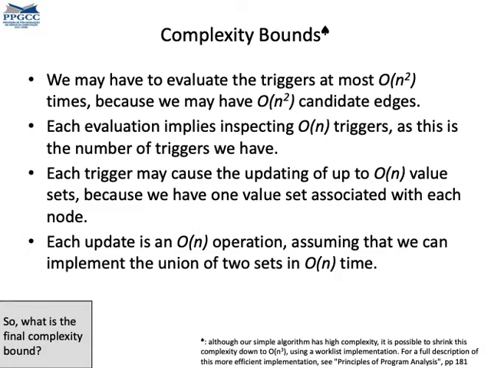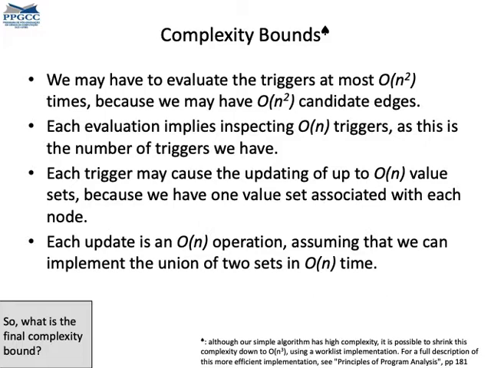We have to evaluate the conditions at most O of n squared times. That's how often each thing can change in the graph. Remember, we have O of n nodes and O of n values that could be in their value sets. So the graph can change O of n squared times. Each evaluation forces us to inspect all the triggers, so O of n again.